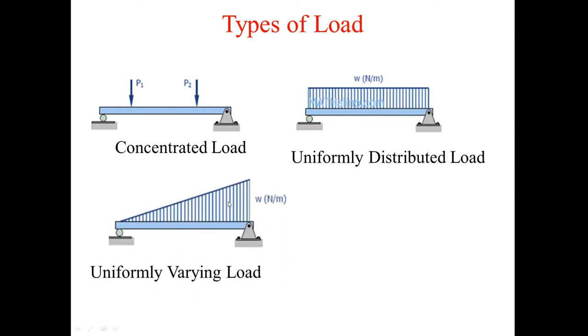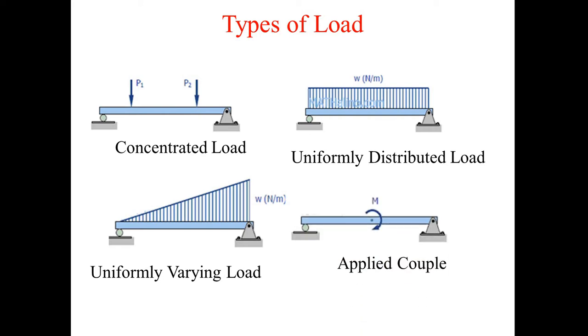Then the uniformly varying load. The load is uniformly varying along the span given. In this case, W Newton per meter is again the magnitude. You can see over here it is 0 magnitude, and here it is maximum magnitude. So maximum load will be acting over here, 0 load will be acting over here, and it is uniformly varying. Now this is another kind of load, which is the applied couple M acting at a particular point. So these are the different kinds of load.